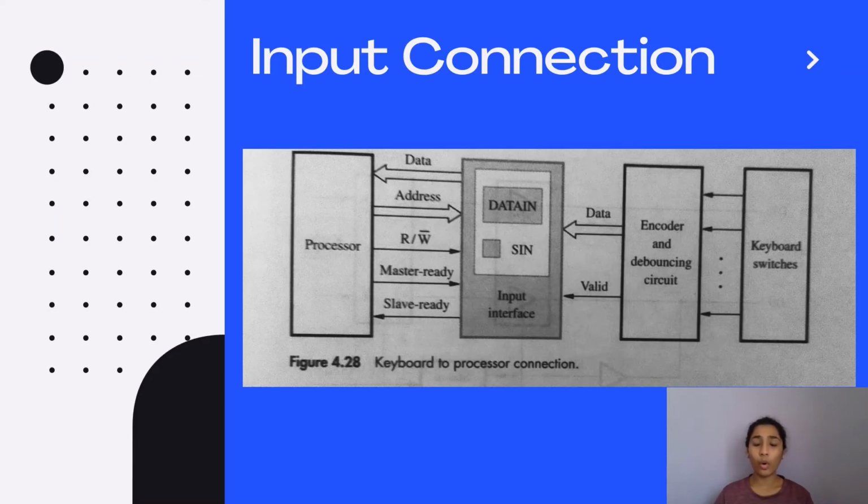So therefore, only when the processor sends the master ready will SN be cleared to 0, and only then will Data N be ready to receive information from the keyboard.